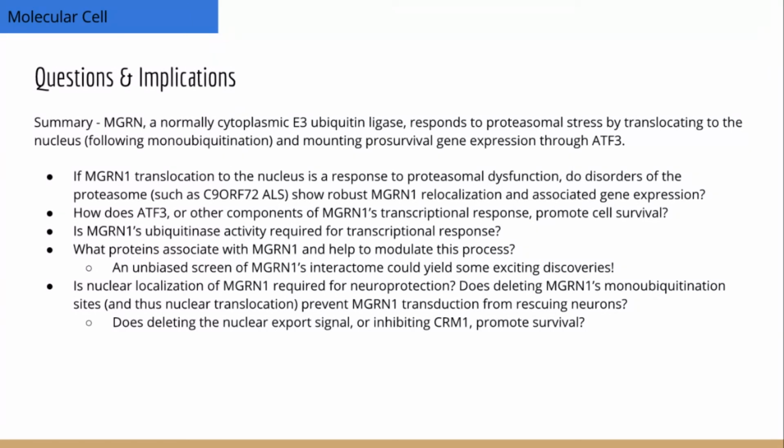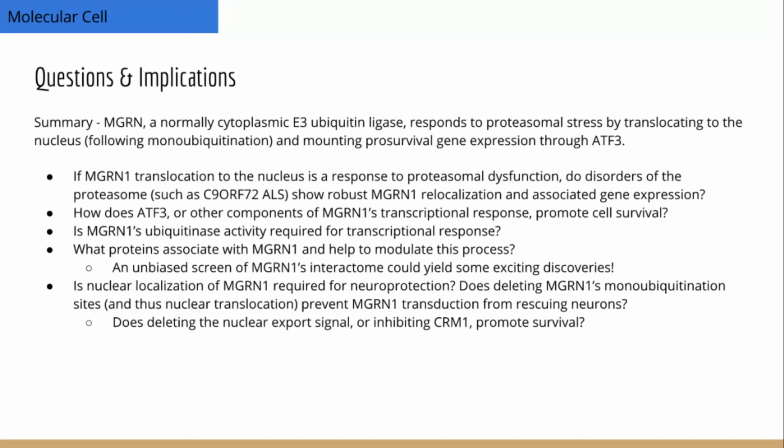And is MGRN1's ubiquitinase activity required for its transcriptional response? I was actually a little surprised they didn't investigate this in the current paper, since they did generate a ubiquitinase-deficient MGRN1 plasmid. So I wonder if its ubiquitination activity is a mechanism by which it primes or promotes gene expression, which I imagine it would be. What proteins associate with MGRN1 and perhaps modulate the process of translocation and gene expression? I think an unbiased screen of MGRN1's interactome could be very insightful.